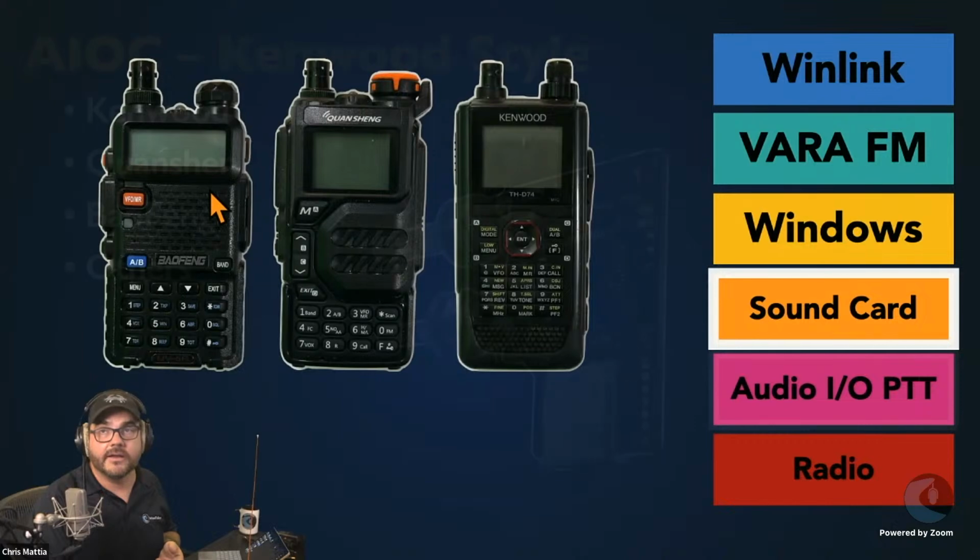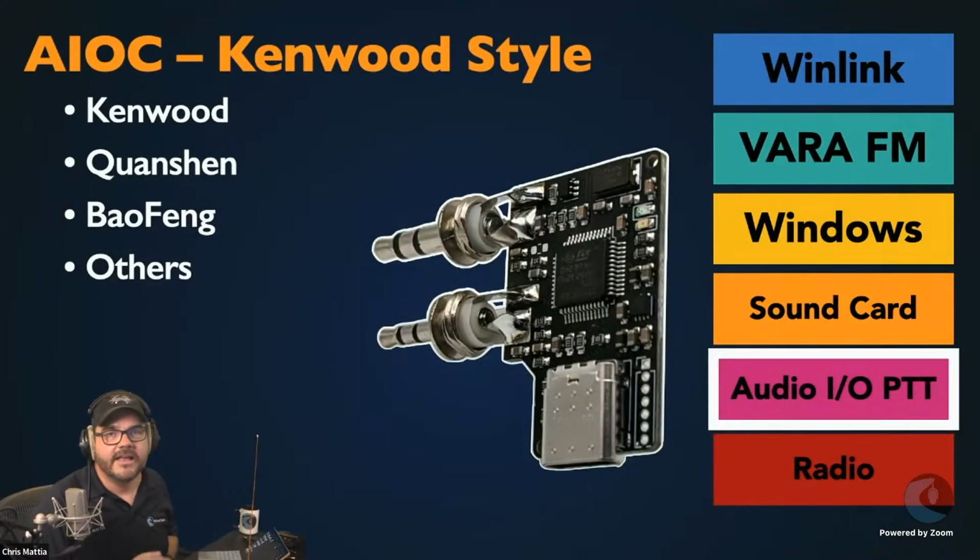So if we jump over to the next slide here, this is what the AIOC looks like when you look at it a little bit closer. And these are those two connectors. So the top connector here is for your audio out or your speaker settings, and the microphone and PTT is on this smaller pin here.